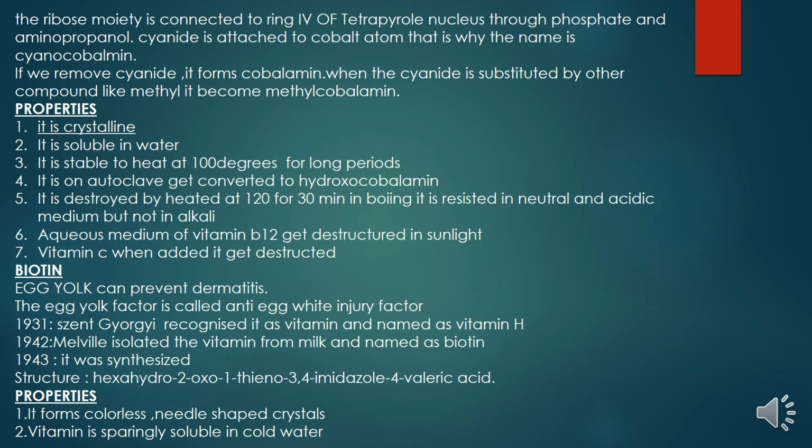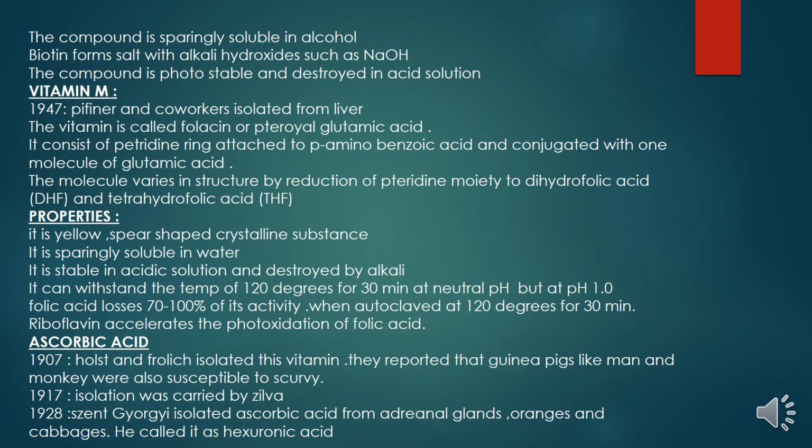The structure is hexahydro-2-oxo-1-thieno-3,4-imidazole-4-valeric acid. Properties: it forms colorless needle-shaped crystals. The vitamin is sparingly soluble in cold water. This compound is also sparingly soluble in alcohol. Biotin forms salt with alkali hydroxides such as NaOH. The compound is photostable and destroyed in acidic medium.